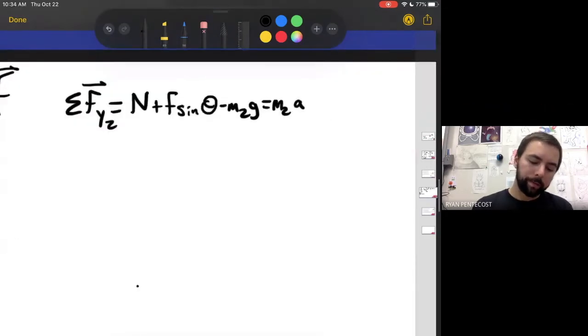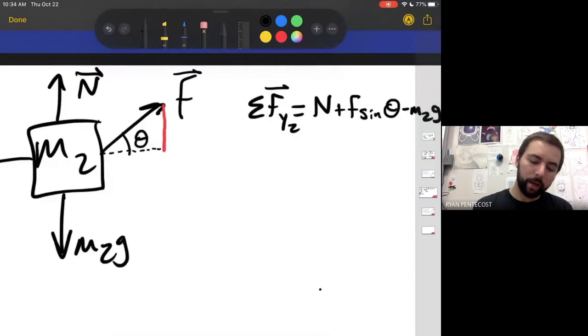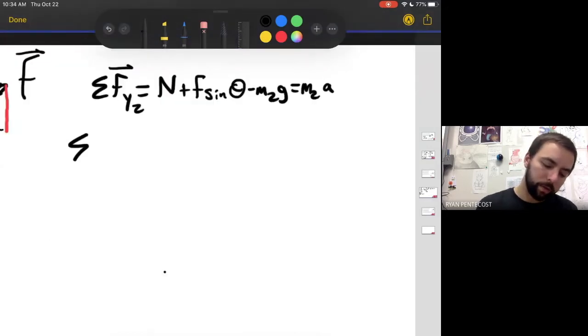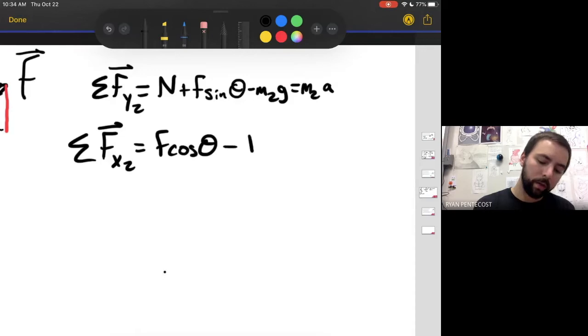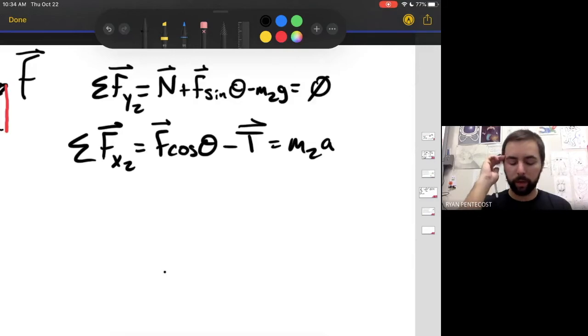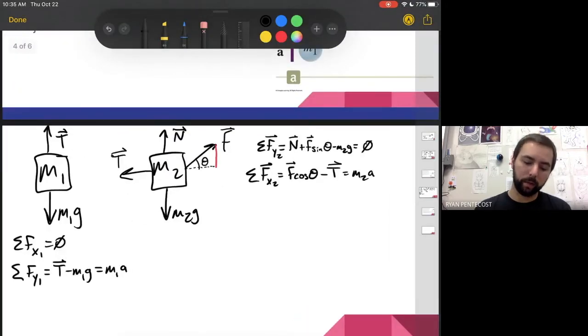Now let's do the x. Summation of forces in the x for 2. We are going to have F cosine theta pulling us along, and we are going to be resisted by tension, and that would equal M2A. In the y, that equals 0, right? That was my bad. That equals 0. In the x, we get M2A. All right. Now we need to find the acceleration.